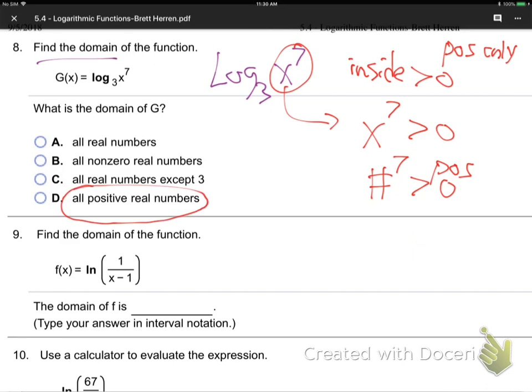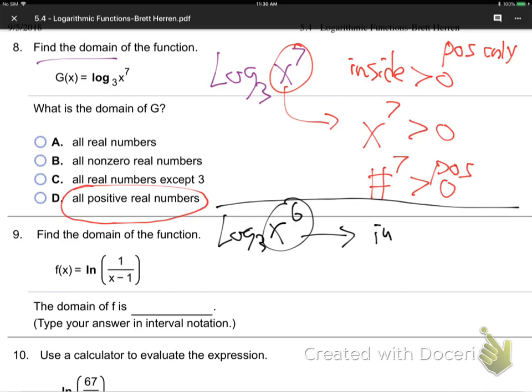Now, there's other versions of this question. So let me show you. You might not get to the 7th. You might get log base 3 of x to the 6th power. So how would that be different? Well, take this over here, inside, and that's x to the 6th, greater than 0, positive. So what does that mean about x?